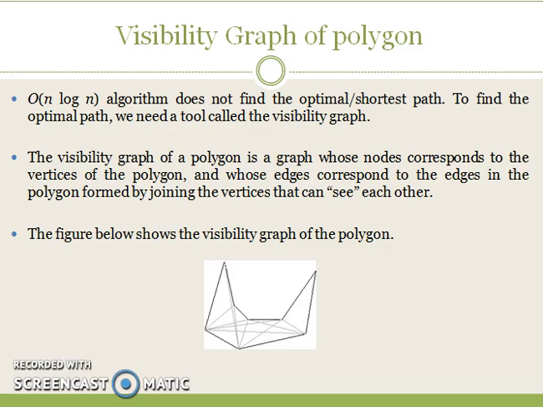So, this is a visibility graph of polygon. An order of n log n algorithm does not find the optimal shortest path. To find the optimal path, we need a tool called the visibility graph. The visibility graph of a polygon is a graph whose nodes correspond to the vertices of the polygon and whose edges correspond to the edges formed by joining the vertices that can see each other. The figure below shows the visibility graph of the polygon.